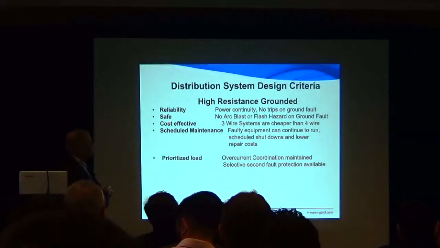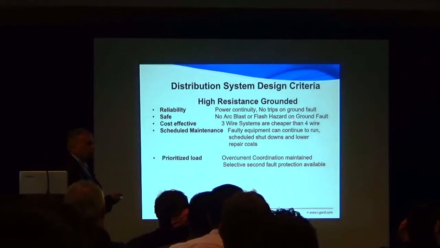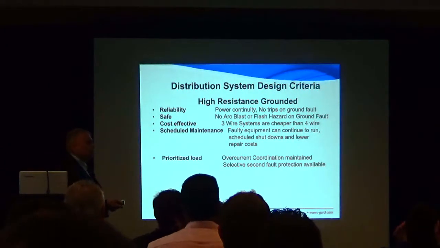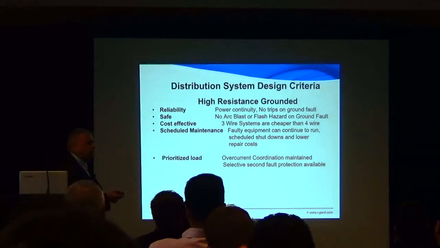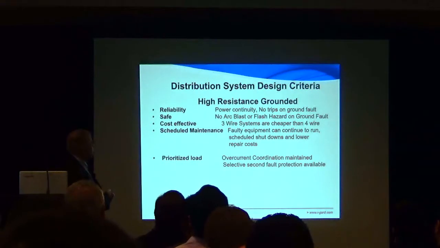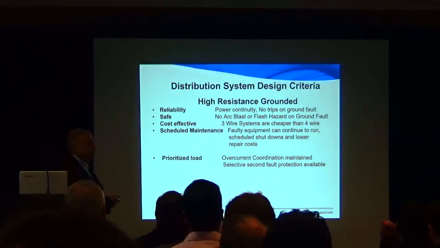It's a safer distribution system, no arc blast, no flash hazard on ground fault. And the ground current during a fault on the bonding wire is extremely low, 5 amperes or 10 amperes. It's completely safe to operate it for a long time, a few days.